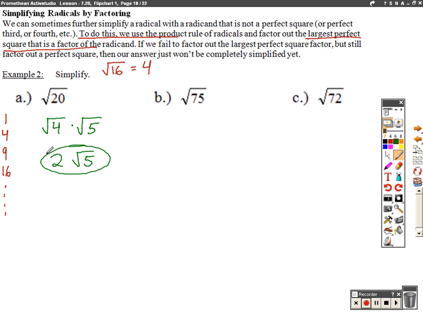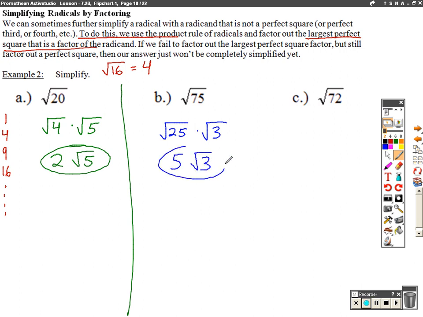So as long as you can identify the largest perfect square that goes into 20 evenly, then this is just a 2-step process. Letter B. Square root of 75. The largest perfect square that goes into 75 is 25. How many times? 3 times. Square root of 25 is 5 times the square root of 3. You're done.